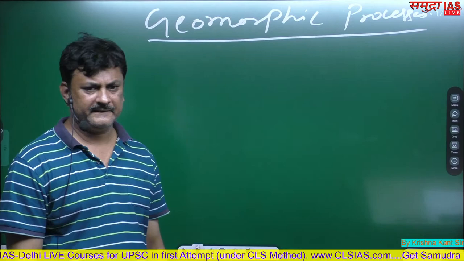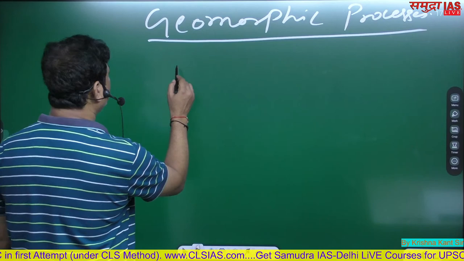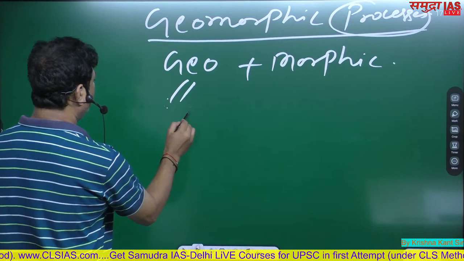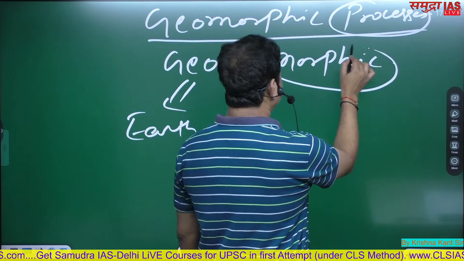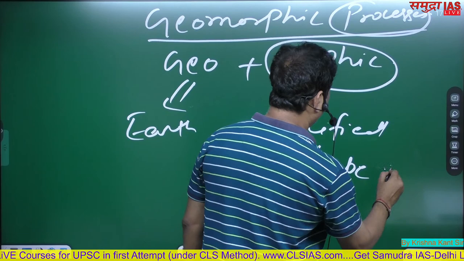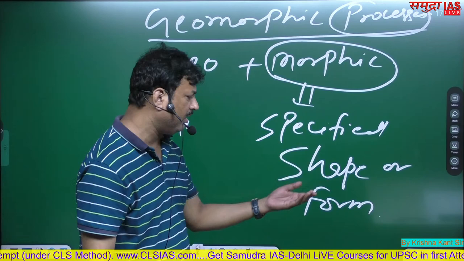Okay, look, geomorphic process. The word geomorphic has been formed from two words, geo plus morphic, and there is another word called processes. Geo means what? We all know it is about the earth. Morphic means a specified shape or form. Geo means earth and morphic means a specified shape or form.